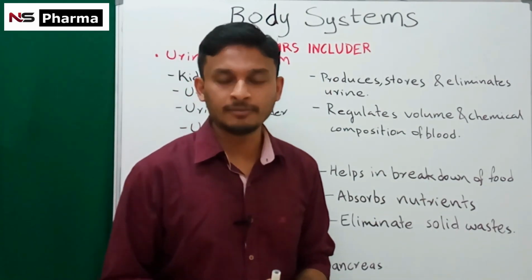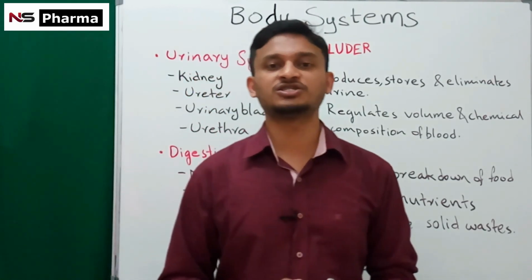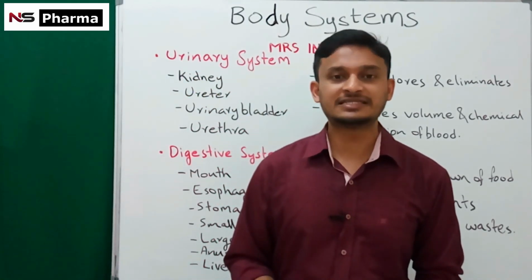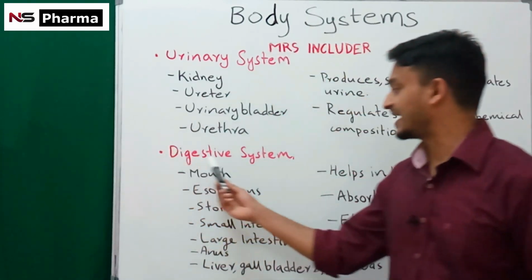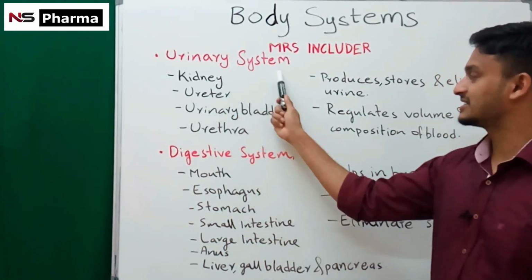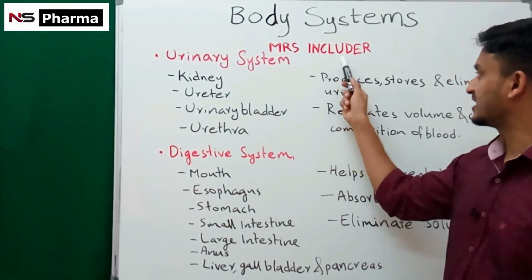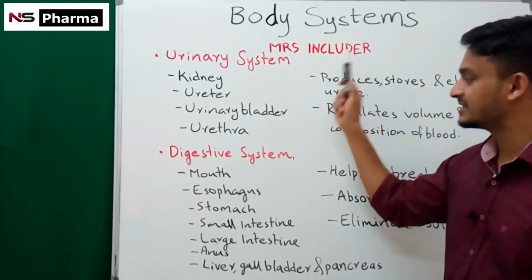It regulates the volume as well as the chemical composition of blood. So we will see the next one, that is the digestive system. Now the urinary system is over. We reached up to this one. Now the next one is D.